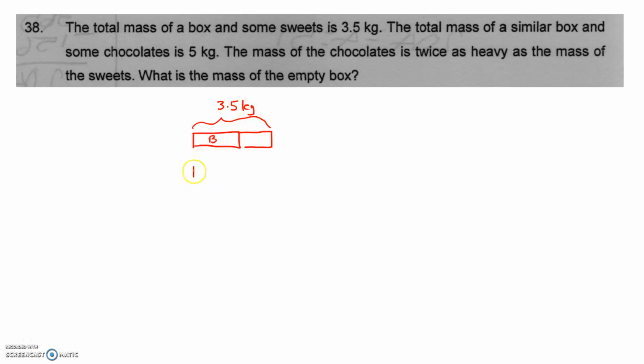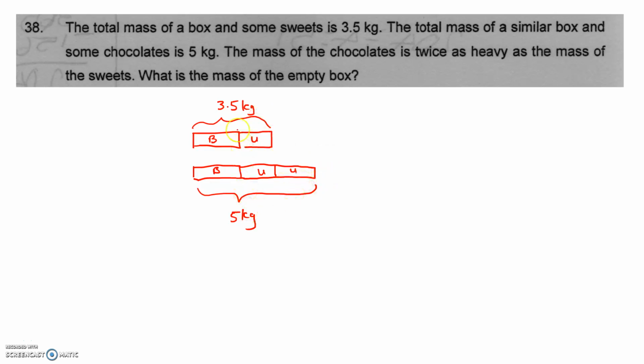Now then we have another box. And then we are going to have chocolates. A lot of chocolates. And the whole thing is 5 kg. The mass of the chocolate is twice as heavy as the sweets. That means this is the chocolate, right? So chocolate should be 2 units. So 1 unit, 2 units of chocolate. The mass is 2 units because it's twice as heavy. So sweets is only 1 unit.